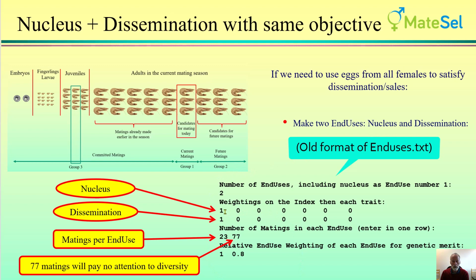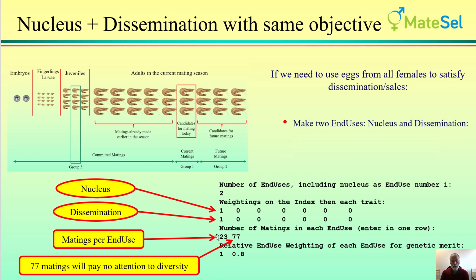And you'll see that both of these end uses are heading for the normal index, and that we're looking for 23 matings to go into the nucleus, 77 for dissemination, and anything that's left over would be culled, and that could be 0 in terms of numbers, with priority given to the nucleus. Now, if you had a total of 100 matings, then you might be as well just to do a simple MateSel run and select just the 23 best matings and use all the remainder for dissemination. However, with this setup, what you can do, of course, is change the character of the disseminated individuals by having a separate set of index weightings for them.